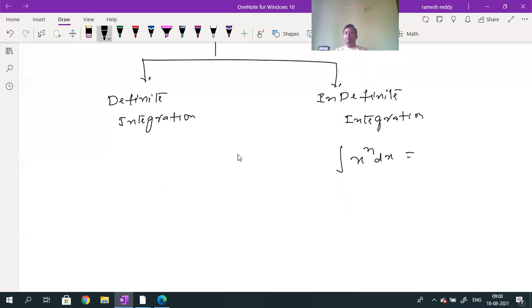This will become x power n plus 1 divided by n plus 1. Actually, to tell properly, whenever the integration is given like this, that will come under indefinite integration. In this indefinite integration, after writing the answer, after writing the formula, you have to write C. Yesterday I did not write it, because today you should come to know the difference between definite and indefinite integration. In indefinite integration, limits will not be there. Limits mean from where to where you have to do the integration. So if the limits are not given, that integration will come under indefinite integration.